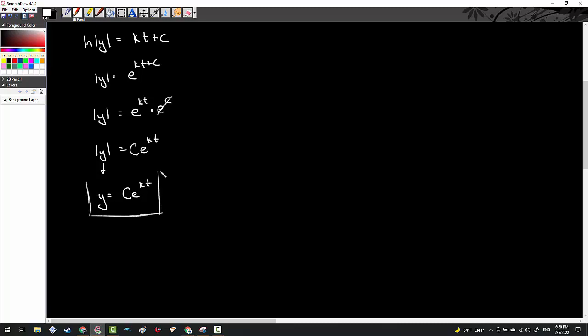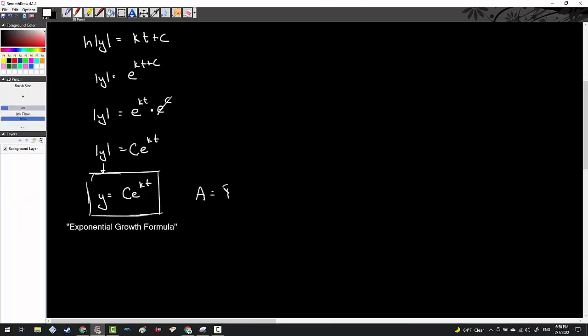Now at this point, this should look pretty familiar. This is our classic exponential growth formula from Integrated 3. Some of you may have learned it in a different way. Some of you may have learned it as the PERT formula, in other words, A equals P e to the rt. Hopefully you can see the corresponding pieces and how they associate with each other.